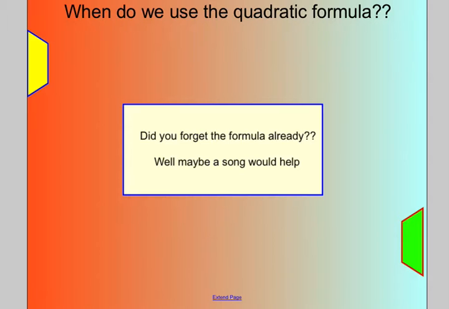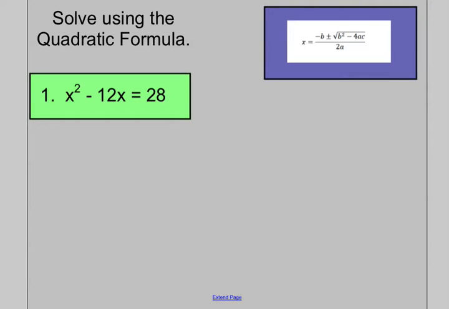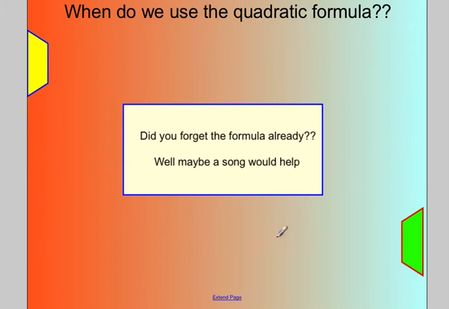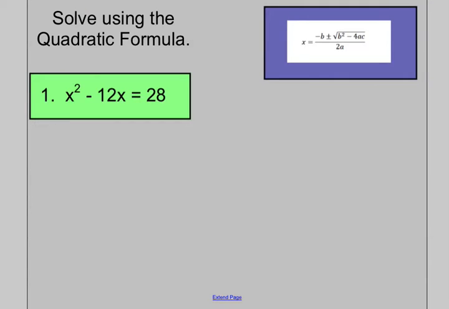Moving on to example 1. If you need to know the quadratic formula, there's plenty of songs online that will help you. Most of them go to Row, Row, Row Your Boat. So, solving using the quadratic formula.